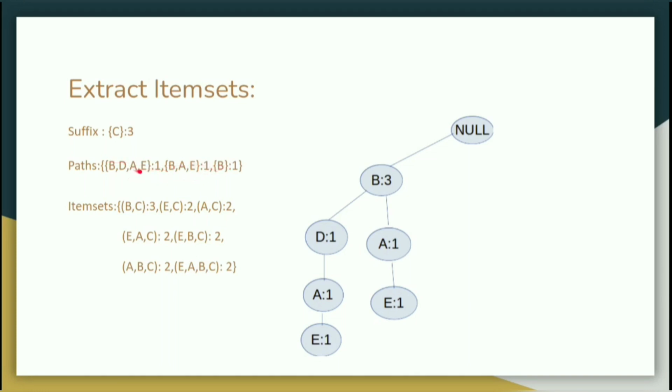We will check whether their support count follows the minimum support. So for B, 1, 2, 3, yes, it is following. So we will suffix it with C. We will get BC 3.